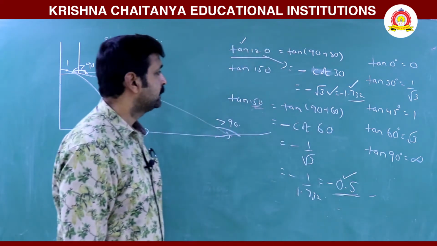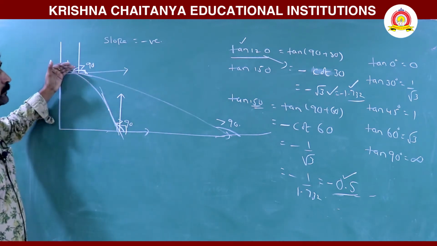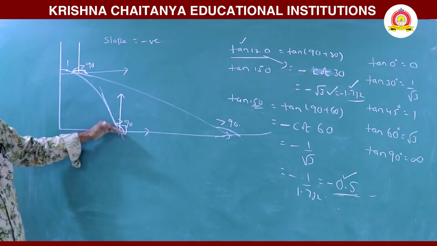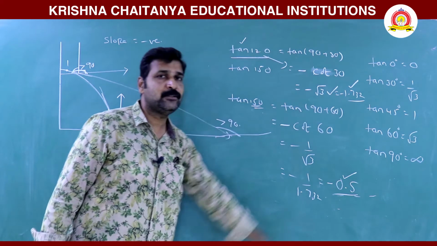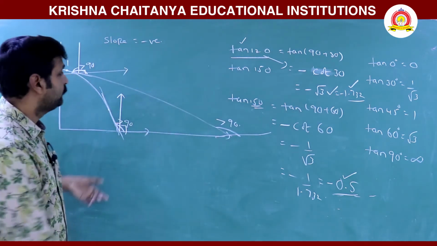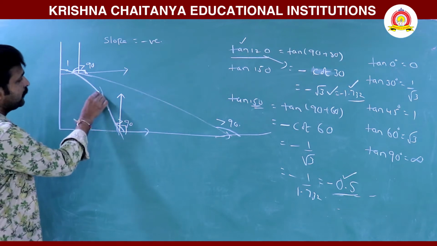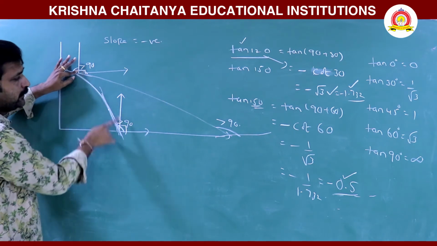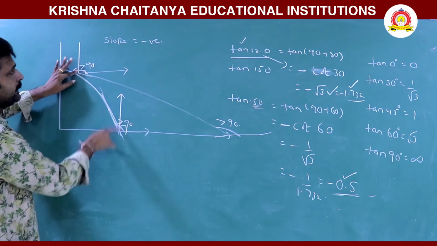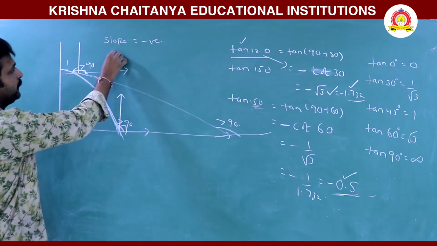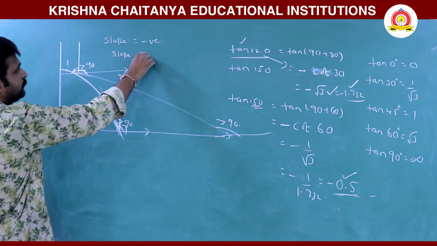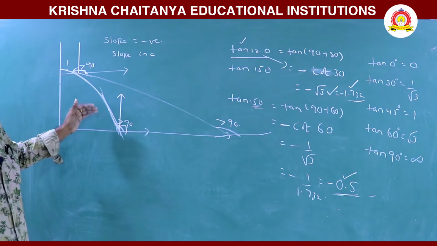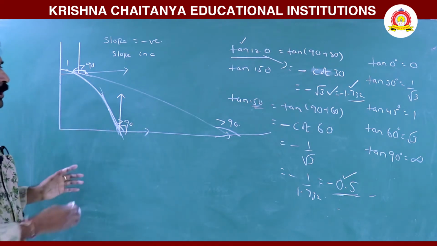So the negative value is more here and less there. That means here slope is negative and the magnitude is more for tan 120. Slope is negative and the value is 1.732, which is more for 120. That means for this type of curves, slope increases. Here the slope is 0.5, here the slope is 1.732. Slope increases and it is negative. For such curves, slope increases and slope is negative. Likewise, you may have curves in this pattern.